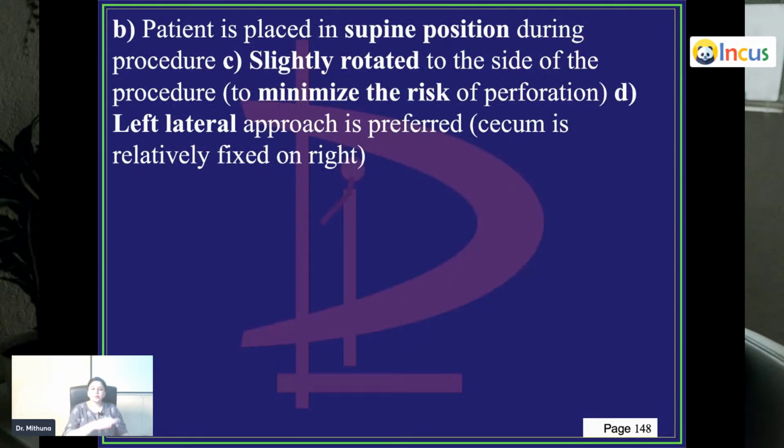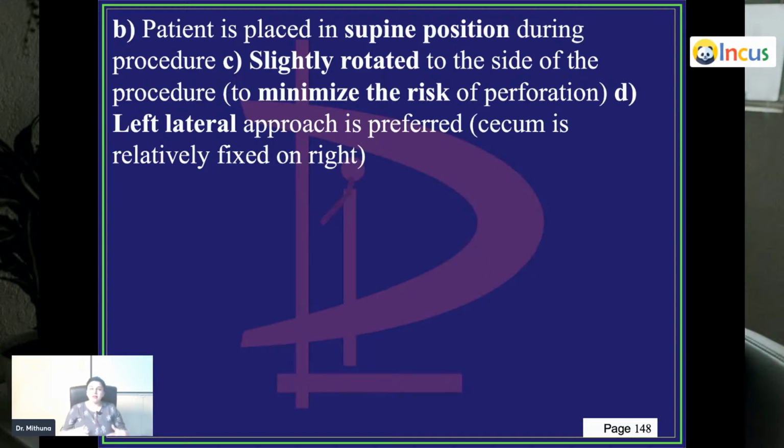The patient is placed in a supine position during the procedure and slightly rotated to the side of the procedure. Wherever the water is, if you move to that side, all that water will get accumulated to that side. So there you give a small needle puncture, and that is how it gets collected. This also minimizes the risk of perforation. The left lateral approach is preferred because on the right side you have your cecum sitting immediately there, and you do not want to puncture the cecum.